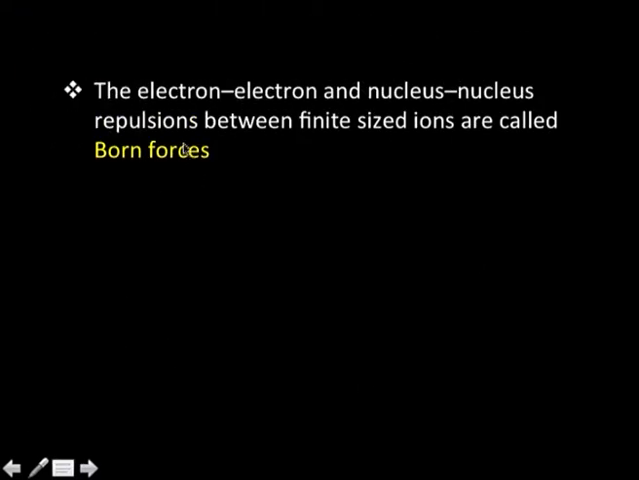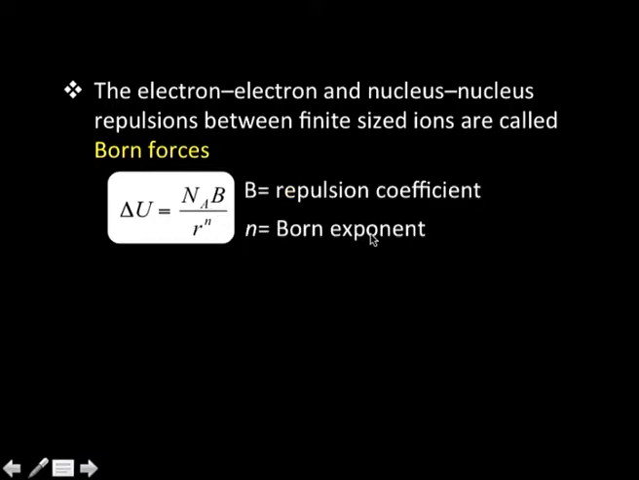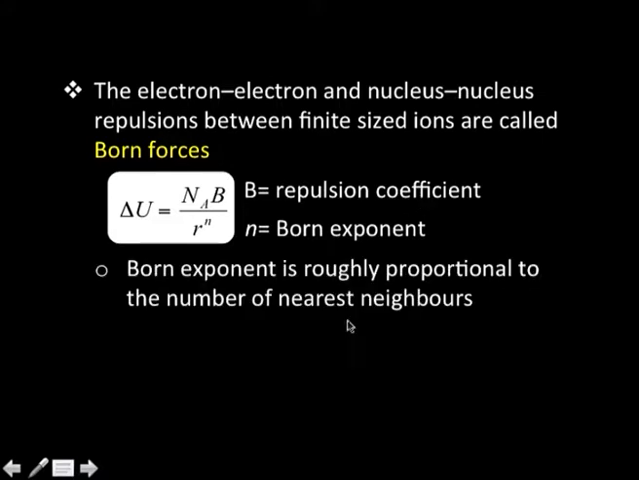What Born suggested was that at such short distances, the electron-electron and nucleus-nucleus repulsions become significant, and these forces of repulsion are called Born forces. These were worked out into the following expression: delta U is equal to N A into B by r raised to power n. N A is again Avogadro's constant, B is a repulsion constant, the coefficient, and n is Born's exponent or coefficient.